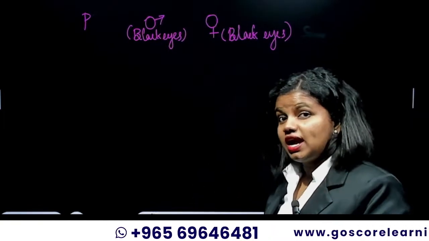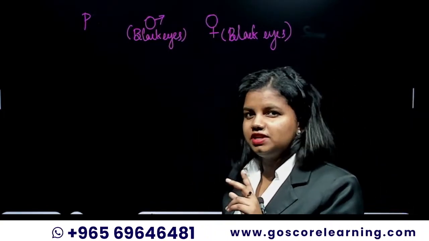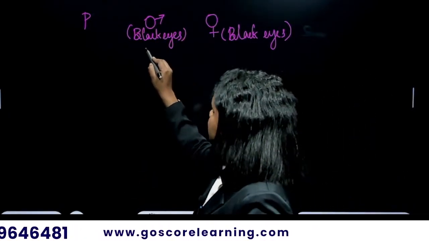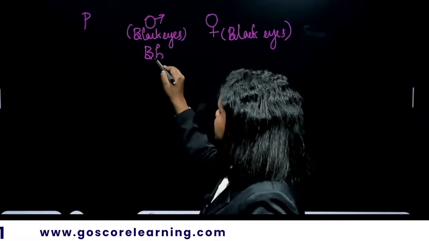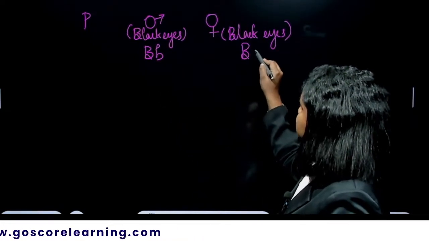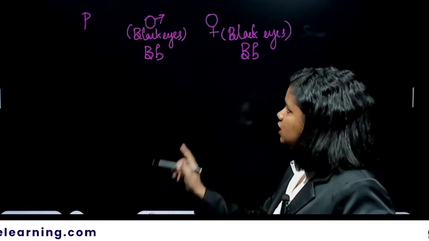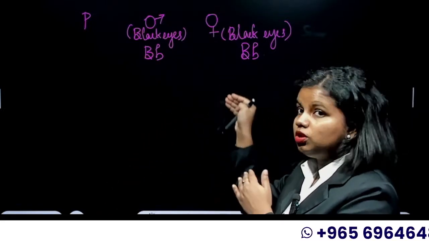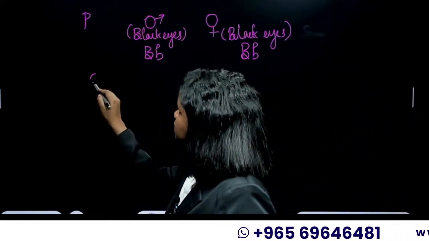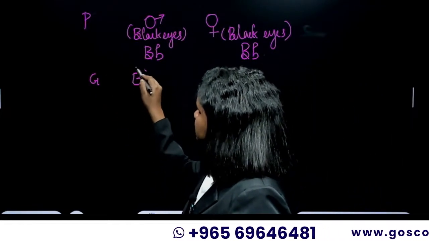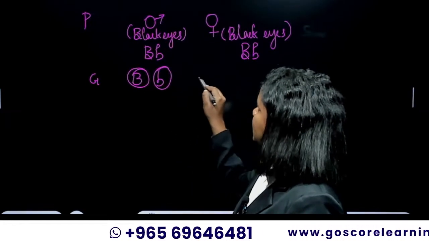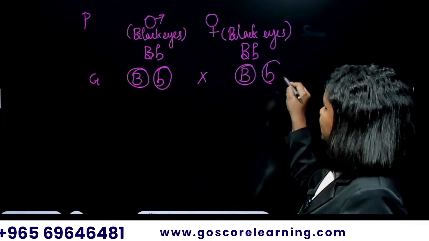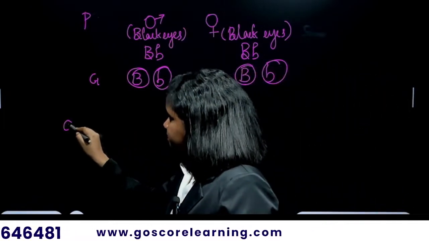Since there is a child, Pooja, who has the recessive trait, both the parents should be heterozygous, right? So the parents are going to be capital B small b, black eyes, and capital B small b, black eyes, so that there is a possibility of having a small b offspring. Their gametes would be like this: capital B, small b, crossed with capital B, small b.